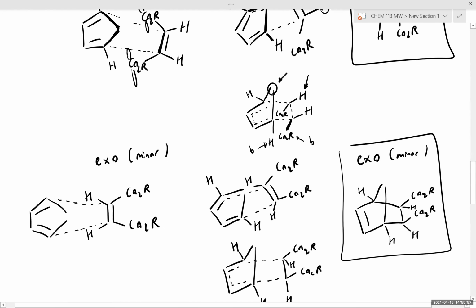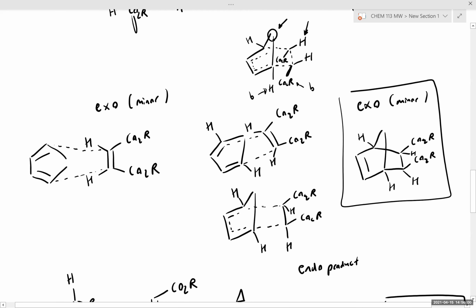Now let's look at the exo approach. So what's the difference in the exo approach? What's the main distinction in the exo approach? Let's see if anyone notices. What's the main distinction? The withdrawing groups are on the opposite side. In the exo approach, our diene approaches from the opposite side compared to the withdrawing groups. The exo approach and the exo product is minor because this is a higher energy transition state, because we don't have any of those secondary orbital overlap interactions.